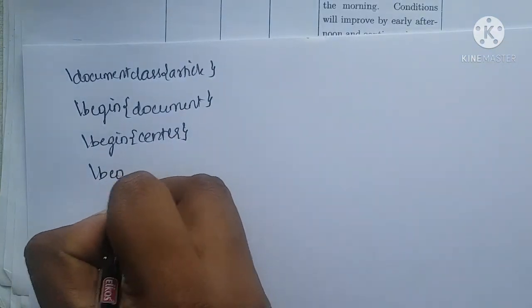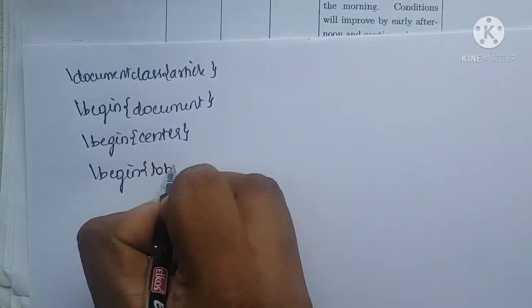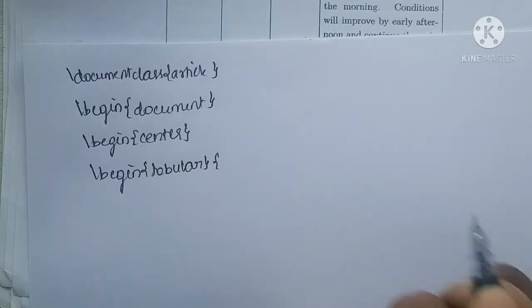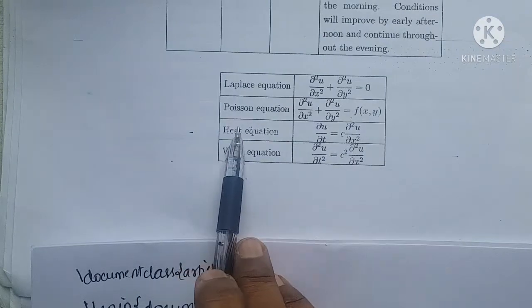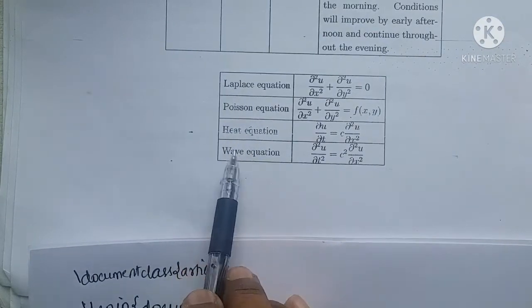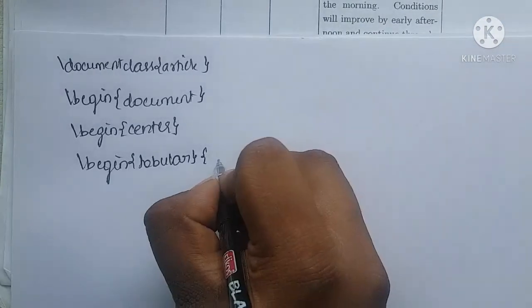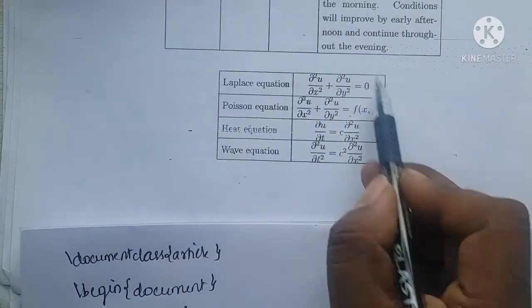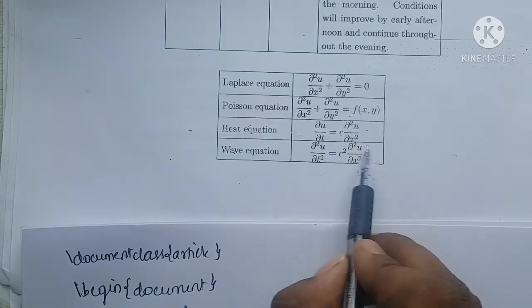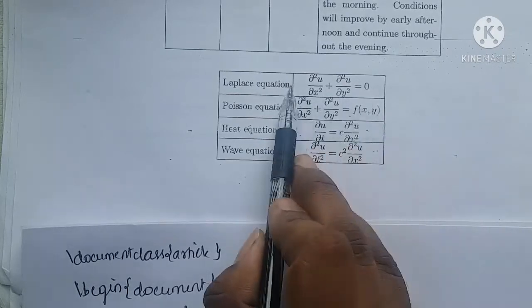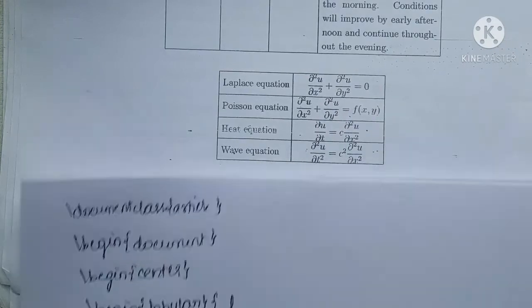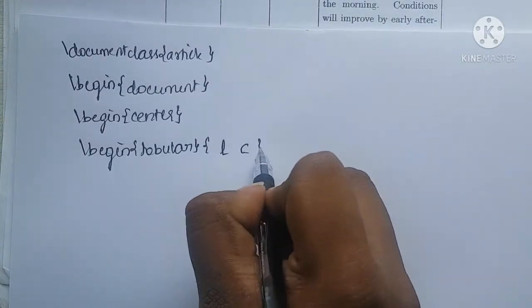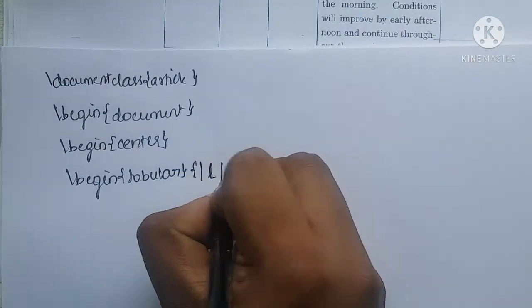Next, backslash begin tabular. Now you need to mention the number of columns. If you observe, the number of columns is only 2. This one is aligning from the left side, so I am going to mention it as l. If you observe these equations, there is a gap on both sides, so it is aligning at the center. So we need to mention it as c. Also we need 3 vertical lines, so you need to use them.